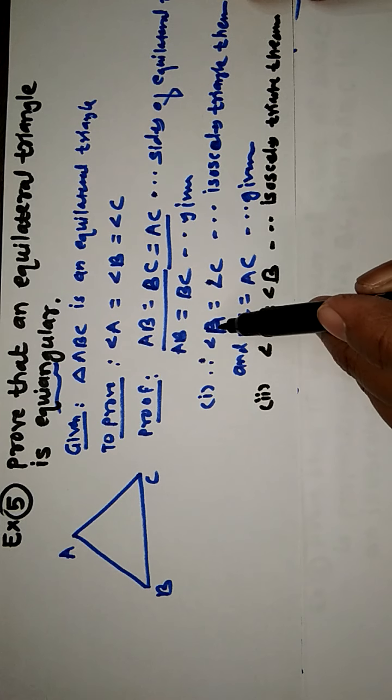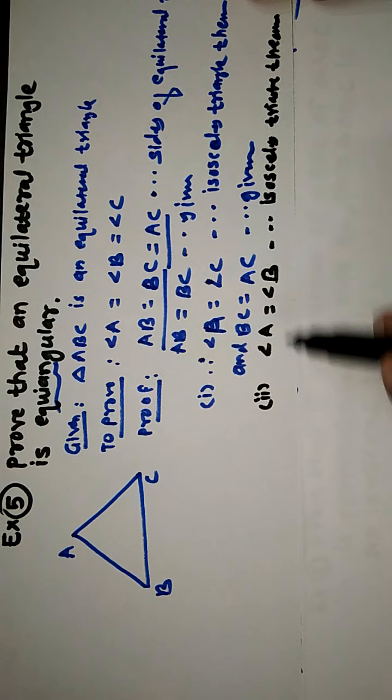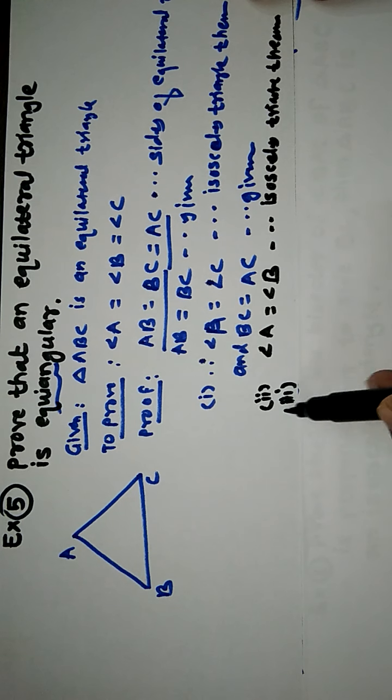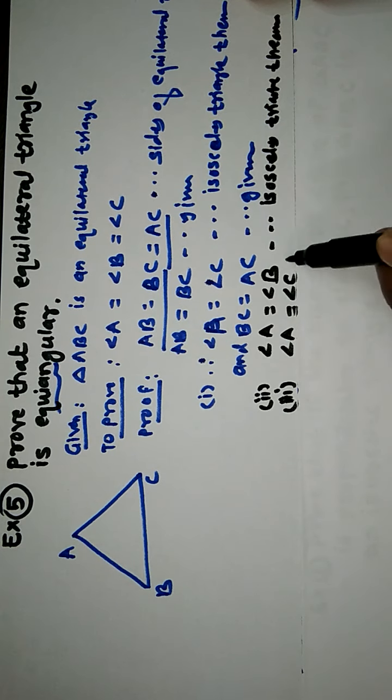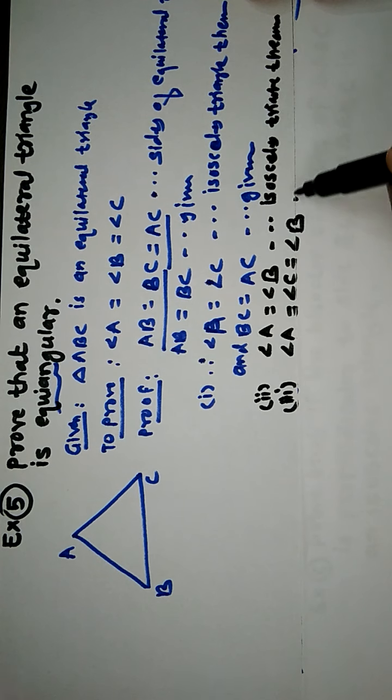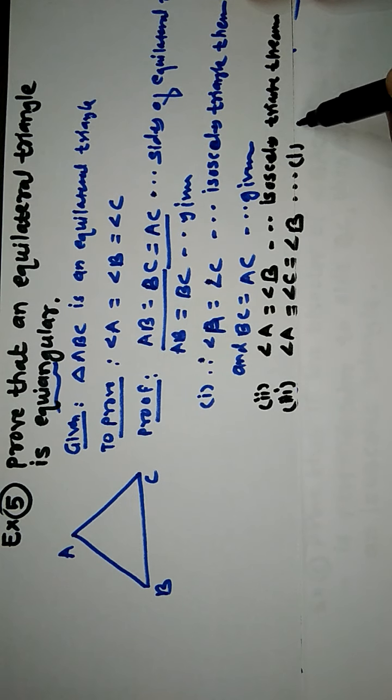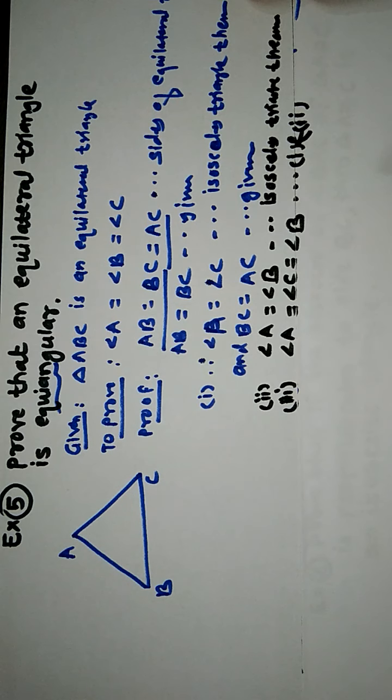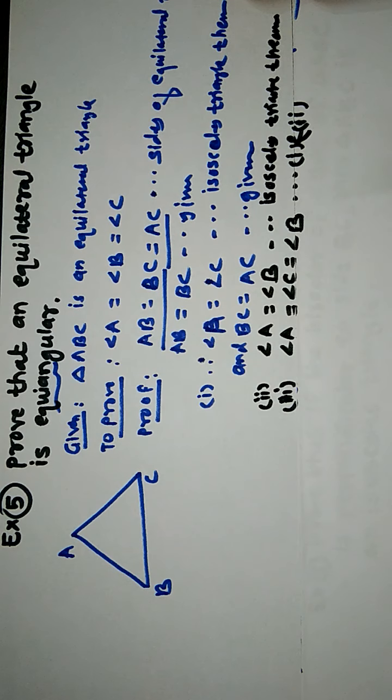Now from 1 and 2, angle A is congruent to angle C, angle A is congruent to angle B. Therefore we conclude that angle A is equal to angle C is equal to angle B, from statement number 1 and statement number 2. Therefore our aim is proved.